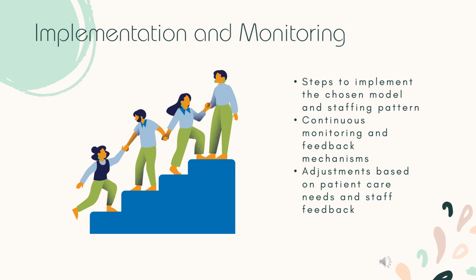To implement the staffing plan and patient care delivery model, we will start by orienting our staff to the primary nursing model and the new schedule. Continuous monitoring and feedback are crucial to ensure the model's effectiveness. We will regularly review patient outcomes and staff satisfaction, making adjustments as needed based on feedback and evolving needs. This approach allows us to maintain a high standard of care and quickly address any issues that arise.